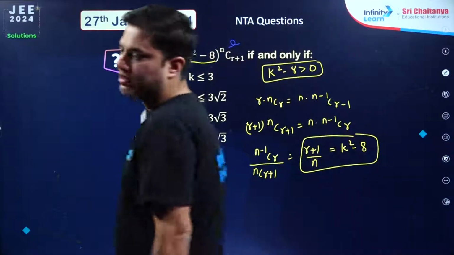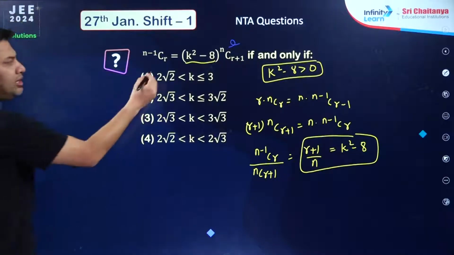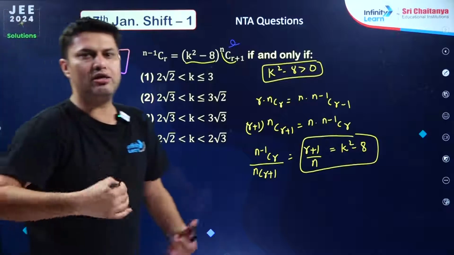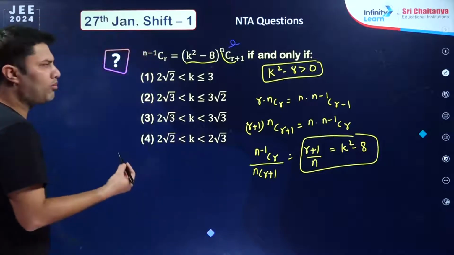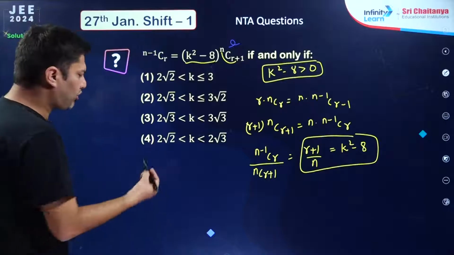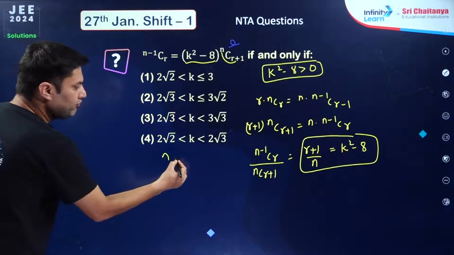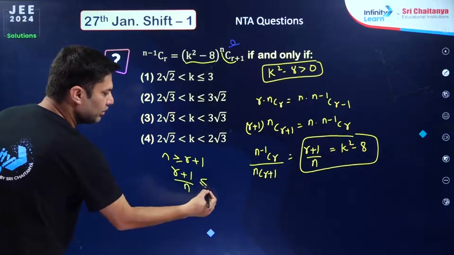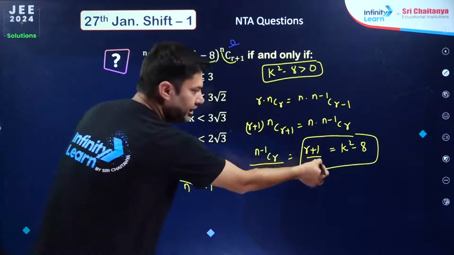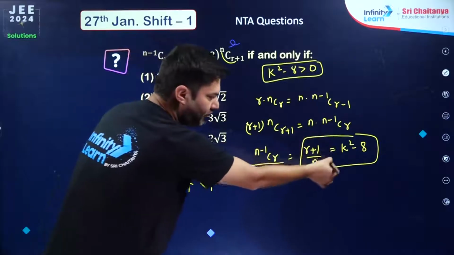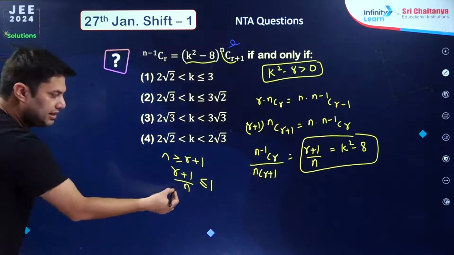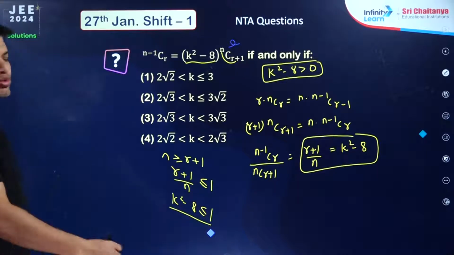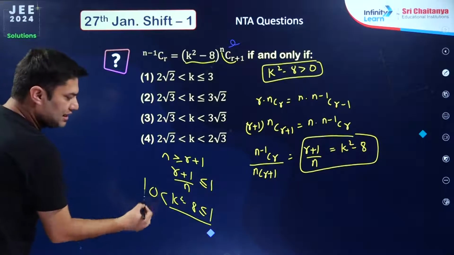Now what you have to do in this problem is, you can clearly see N should be greater than equal to R plus 1. So that's the main concept behind solving these type of problems, and they have been asking these type of problems for so long. So N is obviously greater than equal to R plus 1, or you can say R plus 1 by N is less than equal to 1. So this quantity, according to this formula, R plus 1 by N is K square minus 8. So K square minus 8 is less than equal to 1. So K square minus 8 is greater than 0 and less than equal to 1.